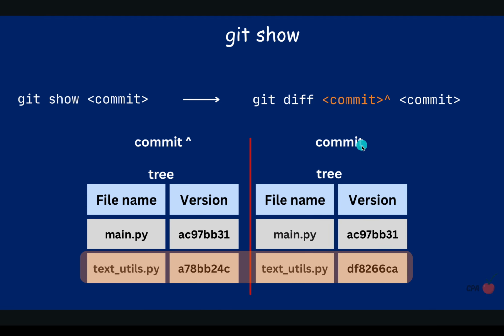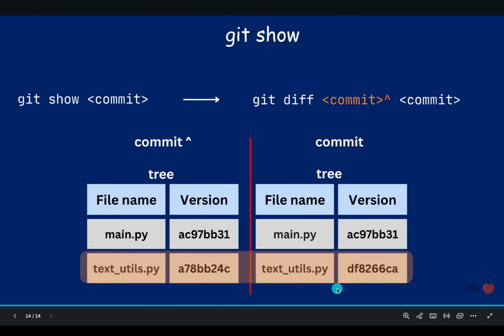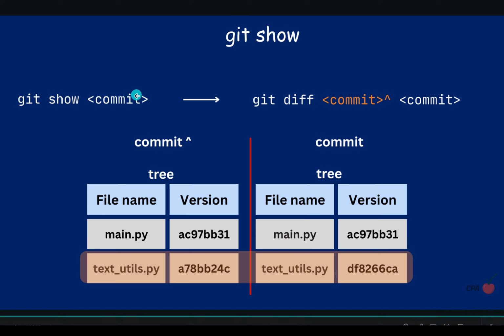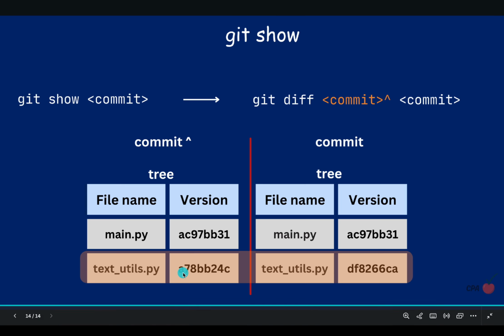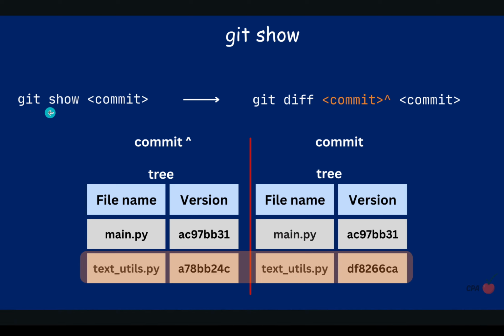So for example, let's say we have a specific commit and its tree looks like this. Git will look at the commit before that, and see that text-utils.py has different versions in these two commits, which means that what has changed in this commit compared to the previous commit is this text utils file, and then it will show the difference between these two. There are other use cases for git show, which we will cover now.